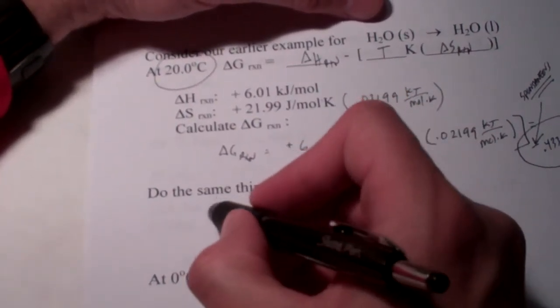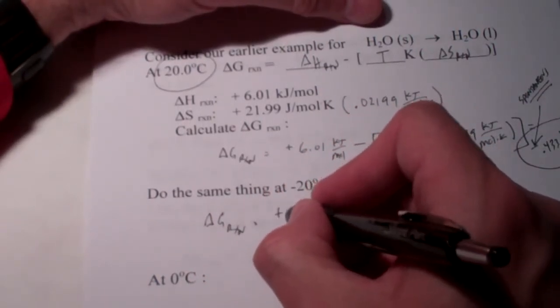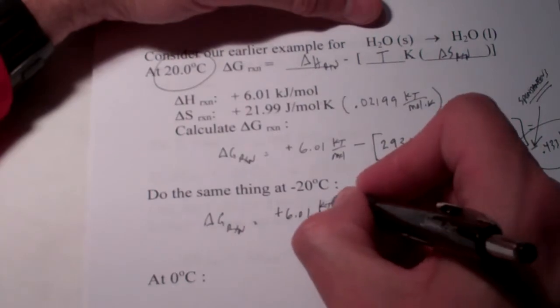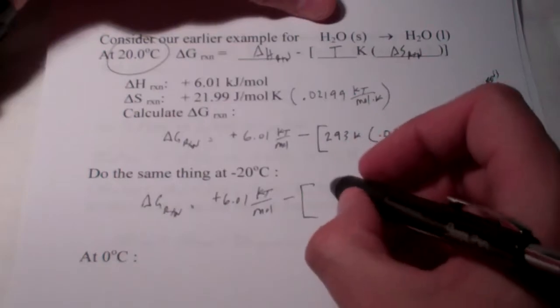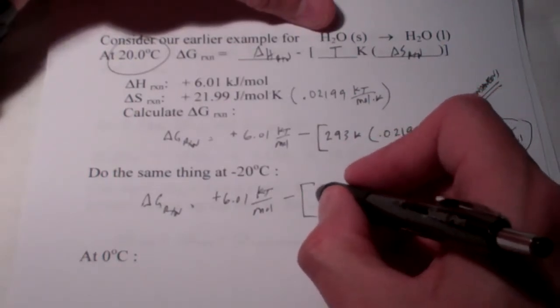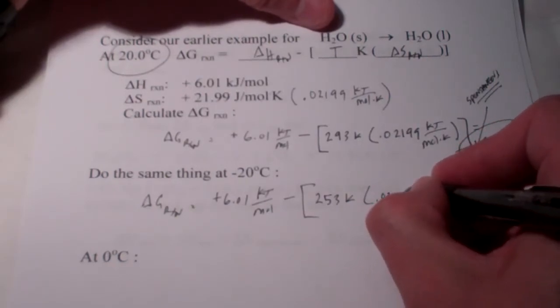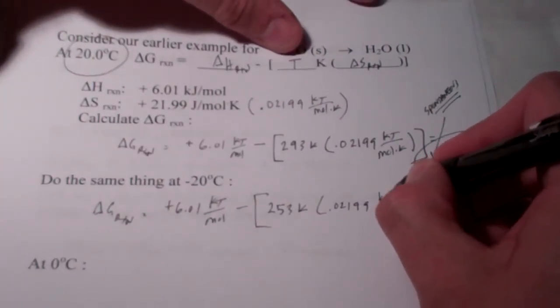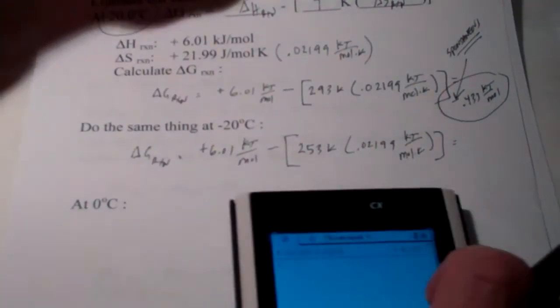But let's do it. Delta G of the reaction is still positive 6.01 kilojoules per mole minus, now my temperature is changing to negative 20. So that would be 253 Kelvin times 0.02199 kilojoules per mole Kelvin. And let's see what we end up with here.